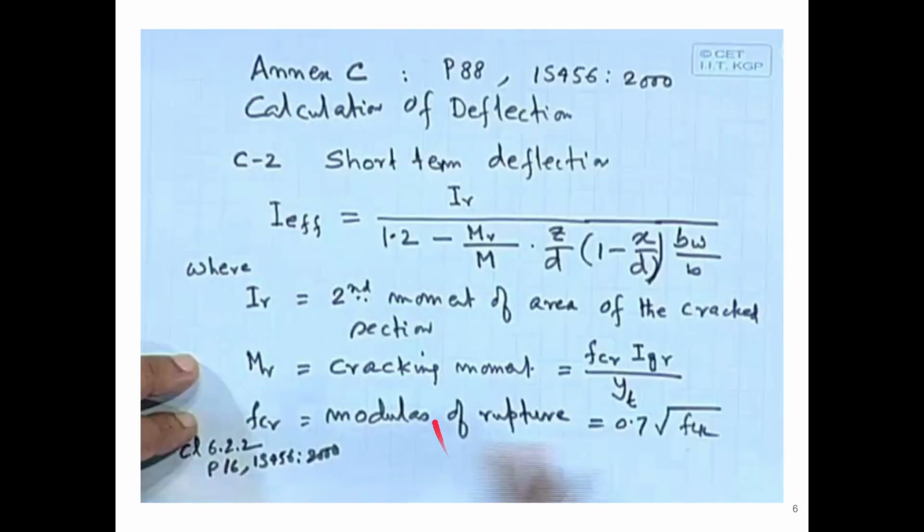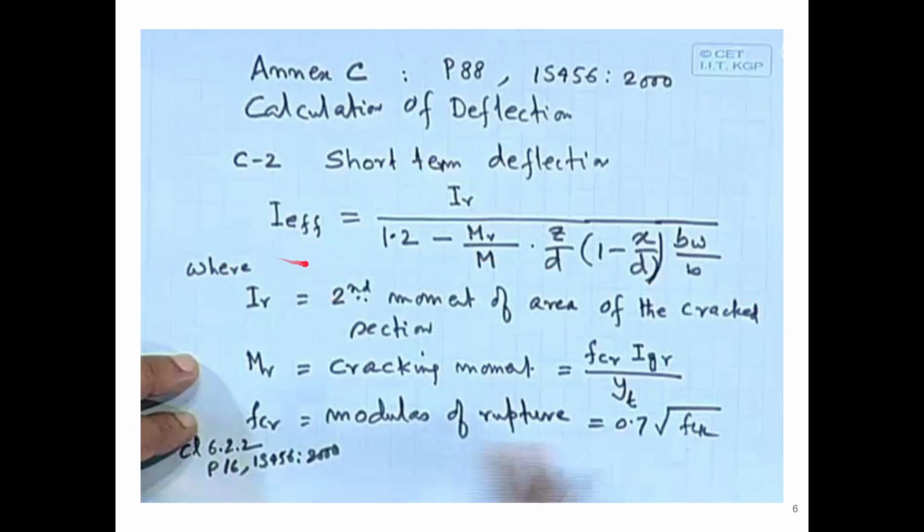Now let us see how to calculate the deflection. For calculating the deflection, we follow Annexure C of IS 456:2000, which is on page 88. For the calculation of deflection, we use the effective moment of inertia. So how to calculate this? It is calculated using this formula.